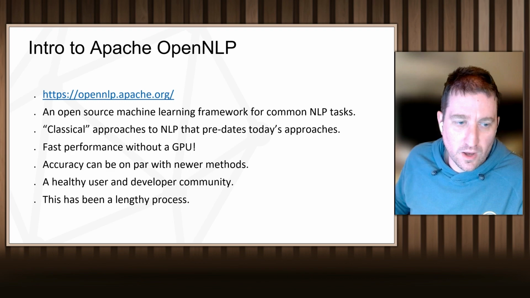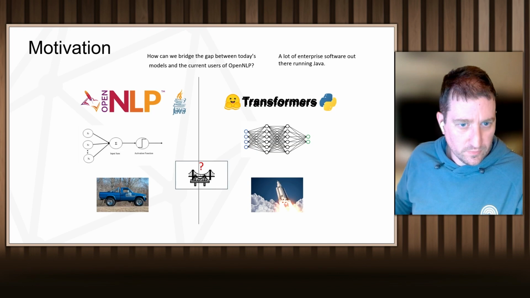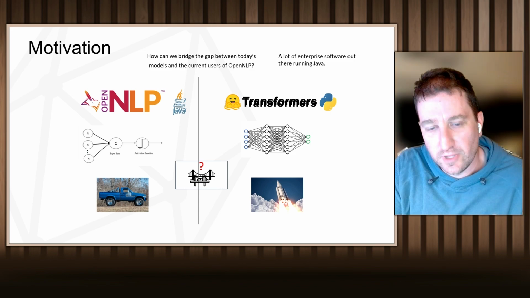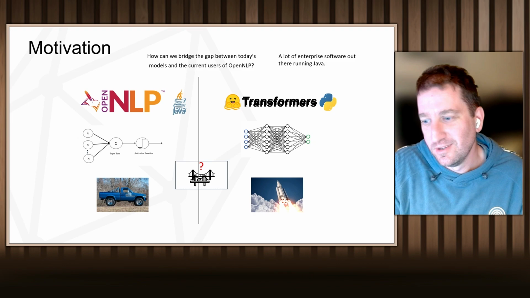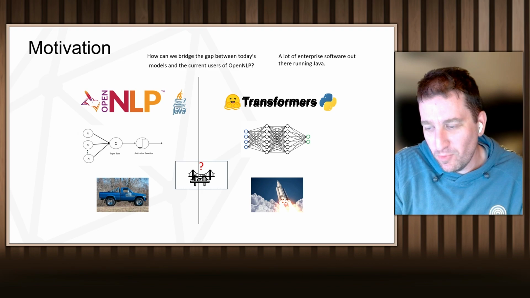So my motivation for this is we have OpenNLP in Java on the left there, with its classical one-layer perceptron models. I like to think of it as an old, reliable truck. It's going to get you where you need to go. It's going to do a good job at it. You might not have air conditioning, and you probably have to crank the windows, but it is reliable, and you know exactly what you're going to get.